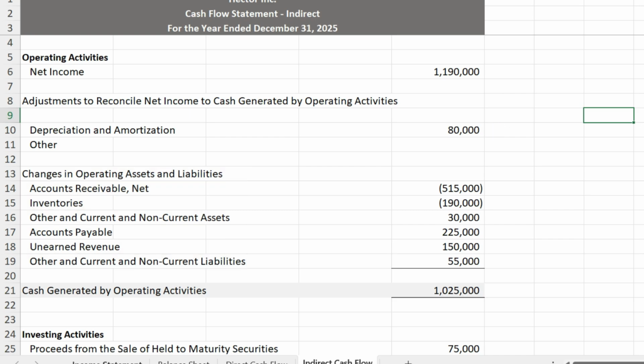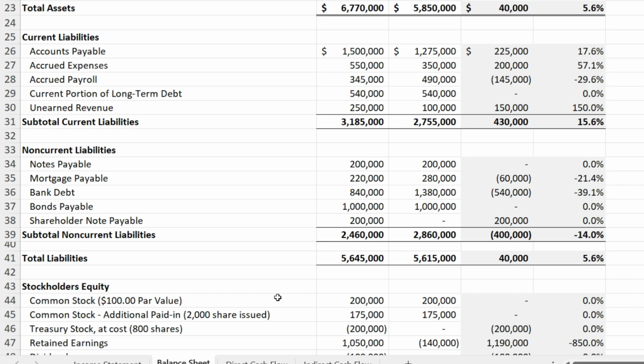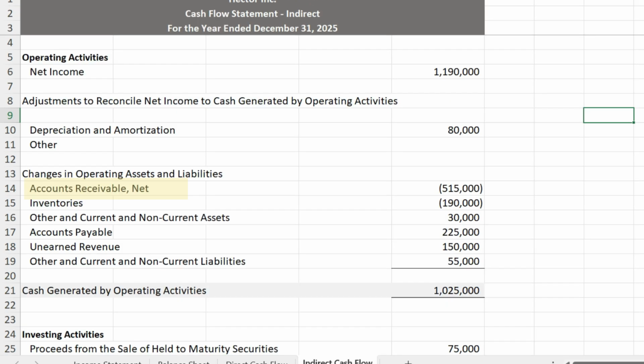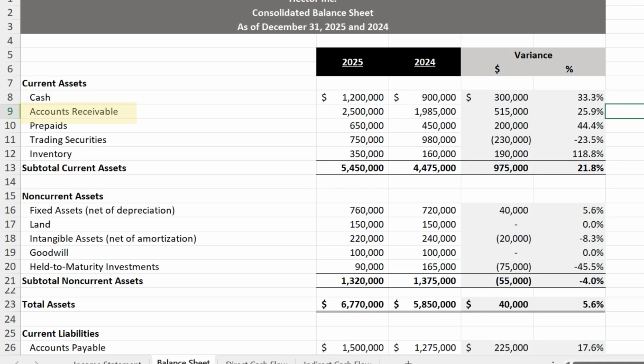And this is where the indirect method can be a little bit easier for the operating section, because now I'm just going to grab the changes on the balance sheet related to different categories, different assets, and different liabilities from the balance sheet. So our first category is accounts receivable. I'm going to flip over to the balance sheet and I'm going to reflect the change in accounts receivable year over year. I'm going to do the same thing for inventories. What was the change in my inventory balance sheet accounts year over year?